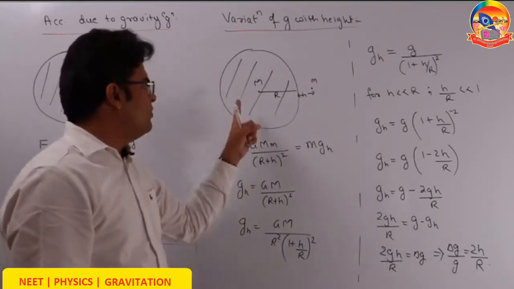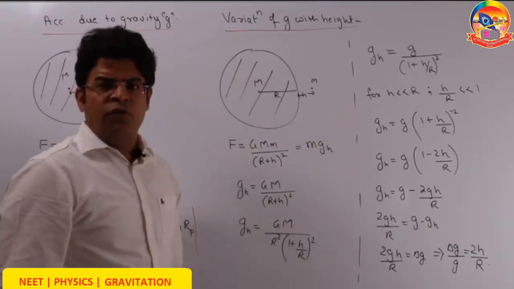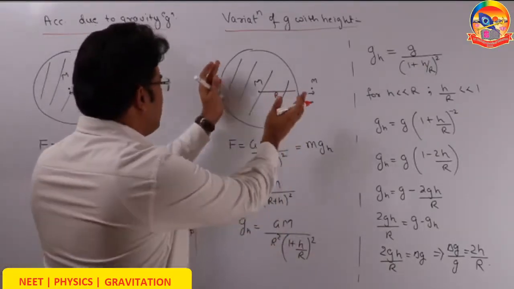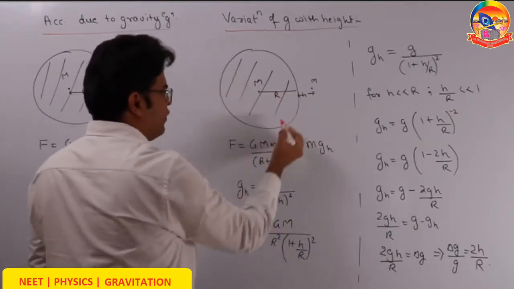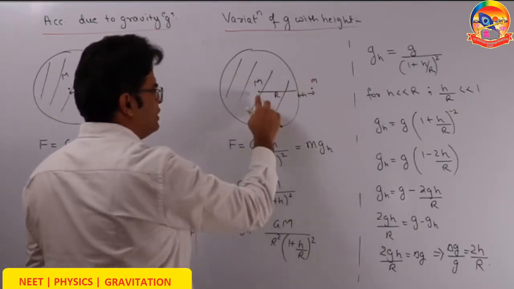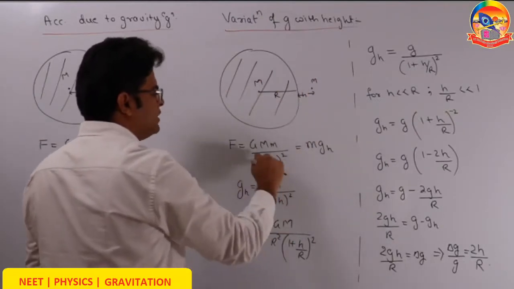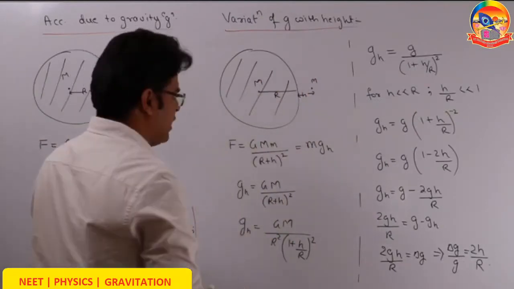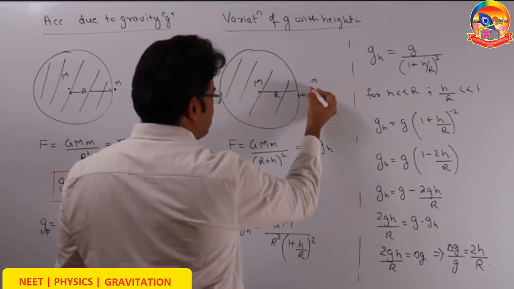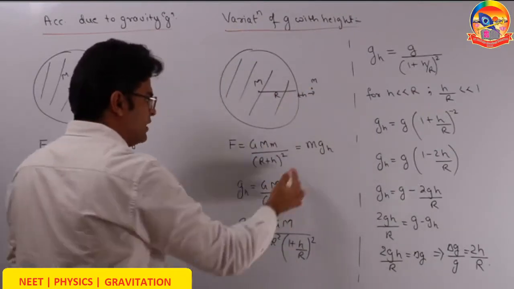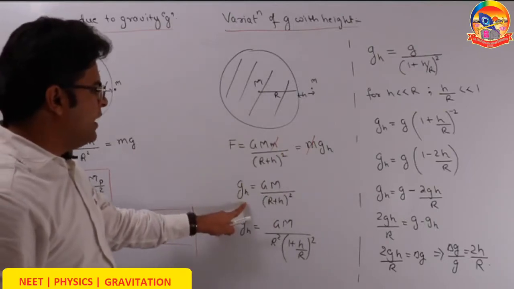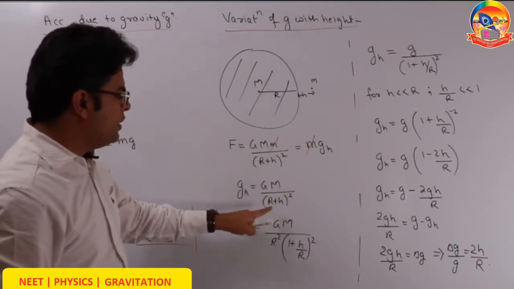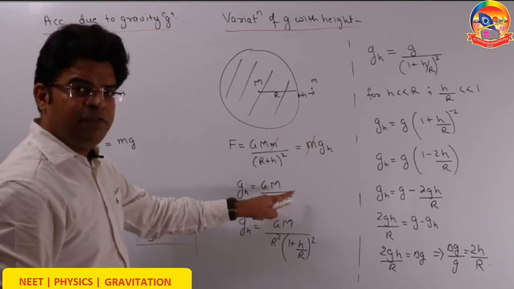The distance from the center of Earth will be R plus h. For an outside point, I can assume the entire mass of Earth to be placed at the center. So the force can be written as G times mass of Earth times mass of this particle upon the distance from the center whole square, (R plus h) whole square. And this can be written as mass of the particle times acceleration due to gravity at height h. Cancel out m and m. So you get acceleration due to gravity at height h equals G times mass of Earth upon (radius of Earth plus height above the surface of Earth) whole square.